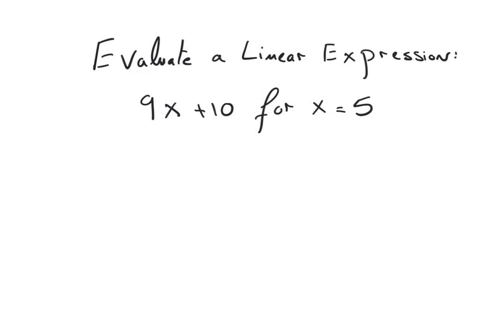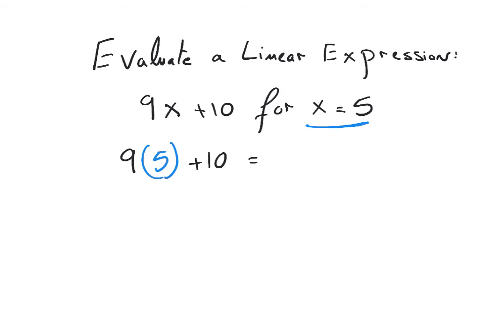In this example, we're going to learn how we evaluate a linear expression. To evaluate a linear expression, we substitute a number for a variable in the expression. Then we simplify the expression. In this case, we have 9x plus 10 for x equals 5. In other words, what is the value of 9x plus 10 when x equals 5? So we're going to substitute x by 5. We're going to have 9 times 5 plus 10.